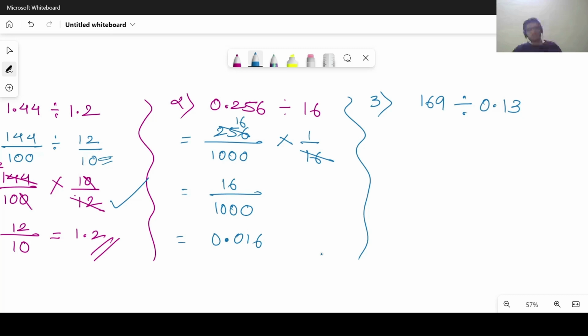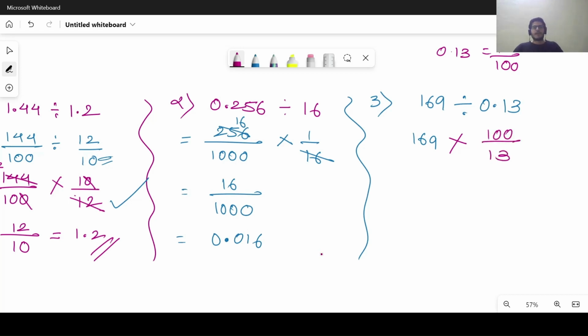It's again very simple. We will keep 169 as it is, right? And now since we are converting this division into multiplication, we are always going to write multiplication. Now 0.13 into fraction is going to be 13 by 100, right? But we are going to take the reciprocal of the denominator. So the reciprocal of 13 by 100 is going to be 100 upon 13. So that's what we have.